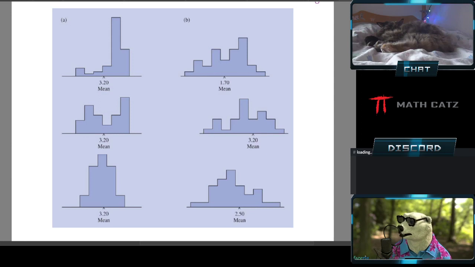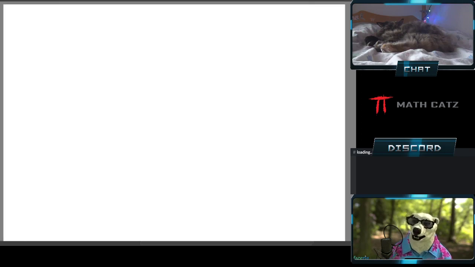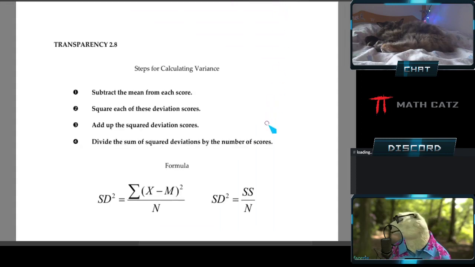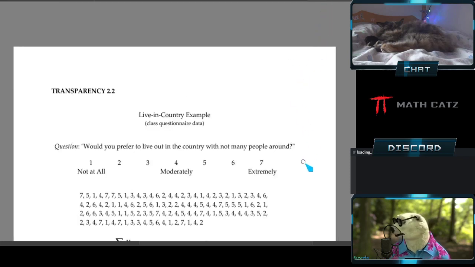Let's see, we've already done this slide. Yes, steps for calculating the variance. Subtract the mean from each score. That's my deviation scores. Square them all. Add up all those deviation scores squared, and then divide by how many there are. This is the short form, sum of the squares over n, the more detailed form that you see in your formula sheet.